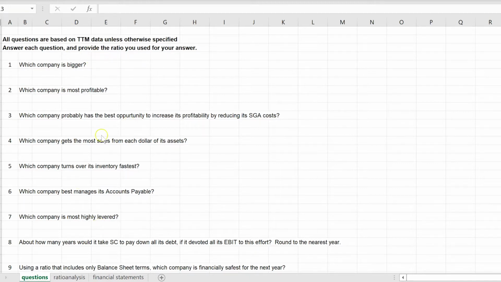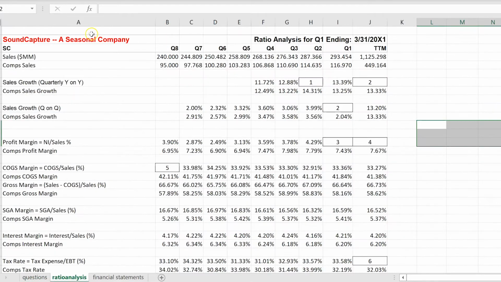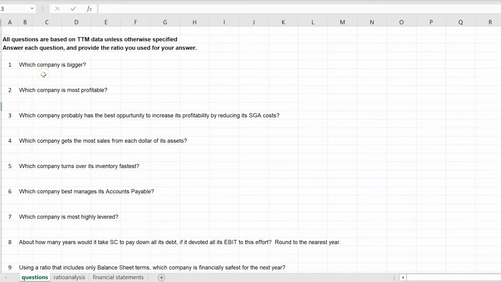All right, so for all these questions, we are looking at a company called Sound Capture, or SC, and it's a comparable company. We're given Sound Capture's financial statements and then ratio analysis performed on both Sound Capture and its comparable company. Okay, so question number 1, which company is bigger?